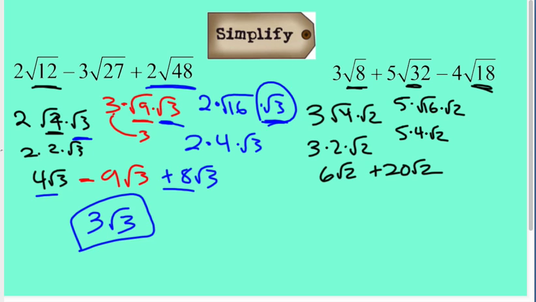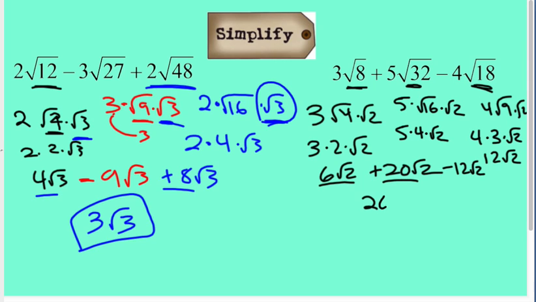18 can be split up into 9 and 2. So that's 9 times square root of 2. So that's going to be 4 times 3 times square root of 2. So that's going to be minus 12 square root of 2. So 6 plus 20 is 26 minus 12 square root of 2. So my answer should be 14 square root of 2. That was a tough one. All right, but if you break it down, take it piece by piece, you can put it together.